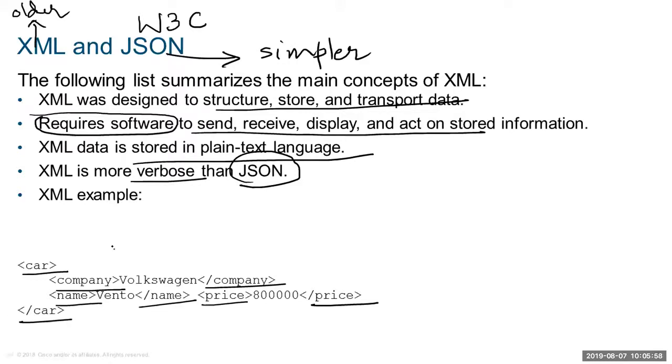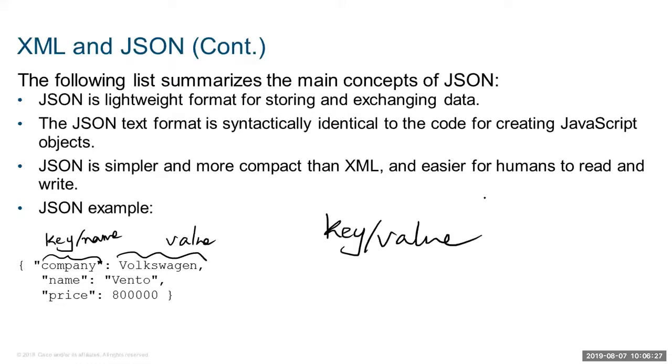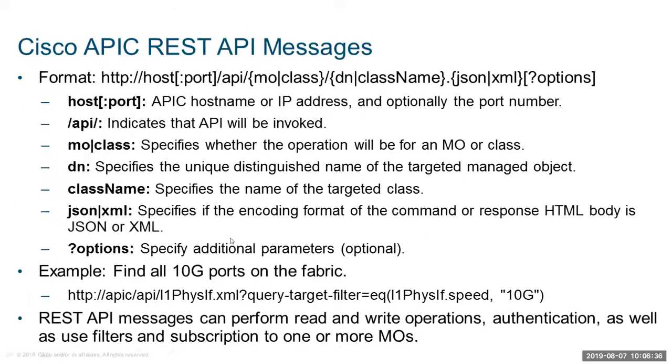Now, similarly, there's another language that is supported by REST. It's called JSON, JavaScript Object Notation. It's simpler and compact. It always has what they call a key or a name and a value. It's known as a key-value pair. So this is usually a little bit easier to deal with once you start programming compared to the XML language.